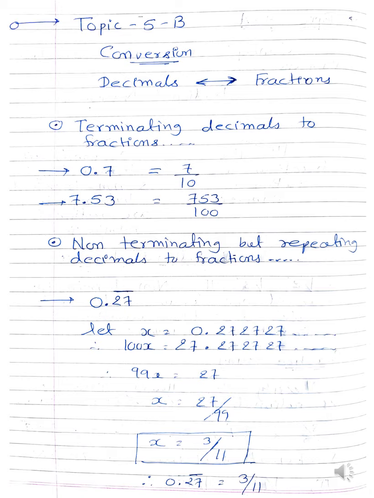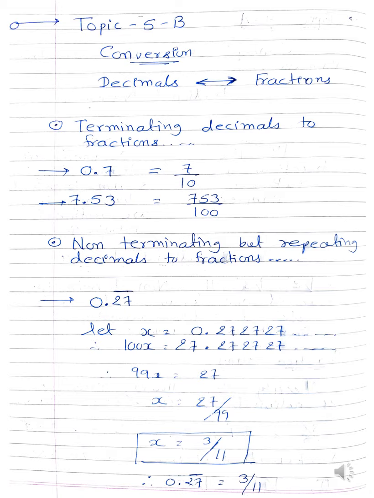Now today we need to learn topic 5B, that is conversion of decimals into fractions as well as fractions into decimals. This is the revision. We have seen all these types of sums in standard 7th, 8th and also in standard 9th. First of all, let's see how to convert decimals into fractions. As you can see in the example, first we are converting terminating decimals into fractions. Two examples are taken, and I think they are more than enough.